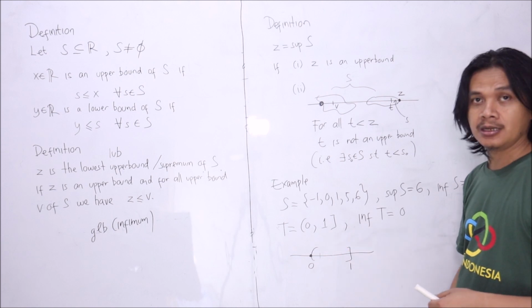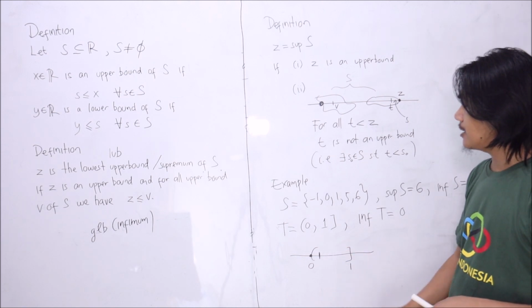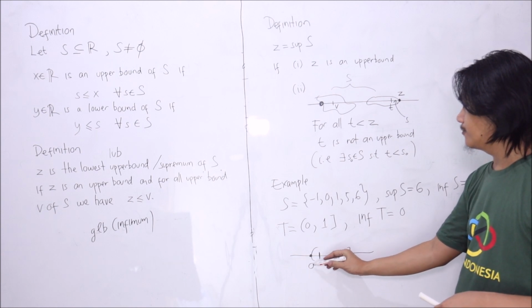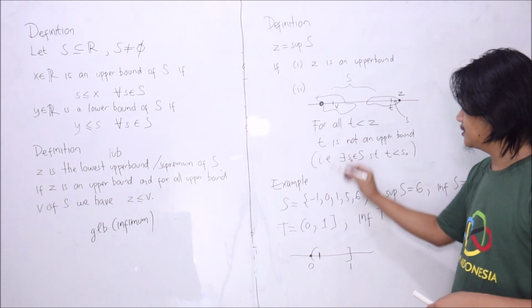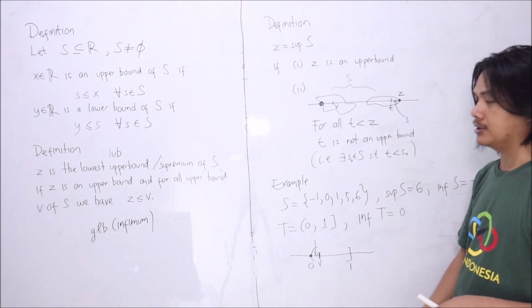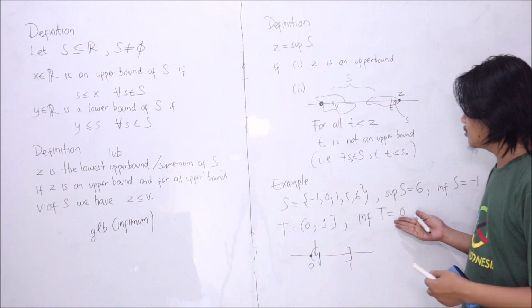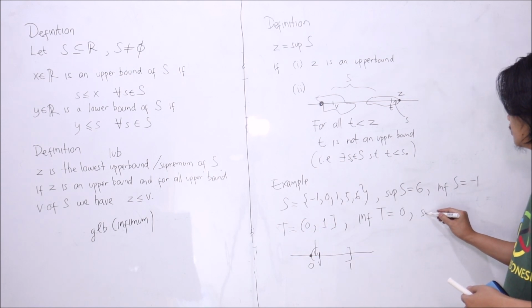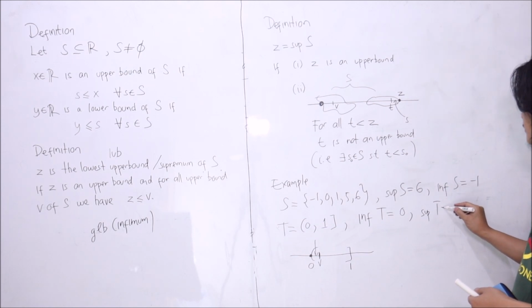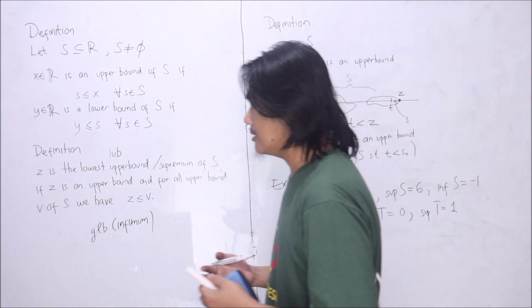Why? Because it is a lower bound. And secondly, if we take any number to the right side of 0, let's call it V, similar to that one, then suddenly we can find here an element of T, right? So that's the reason why we know the infimum of T is 0 and the supremum of T is equal to 1. This can also be verified rigorously.